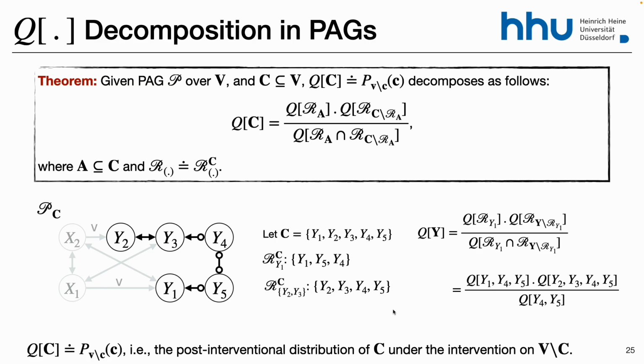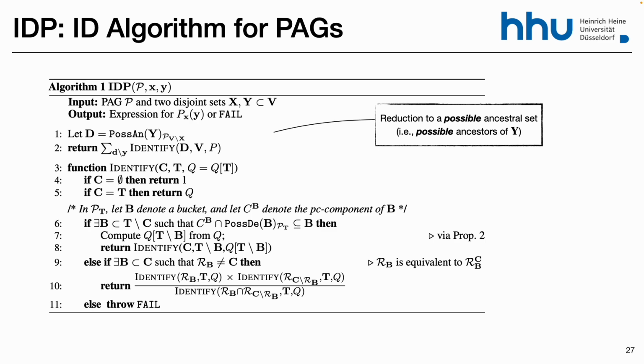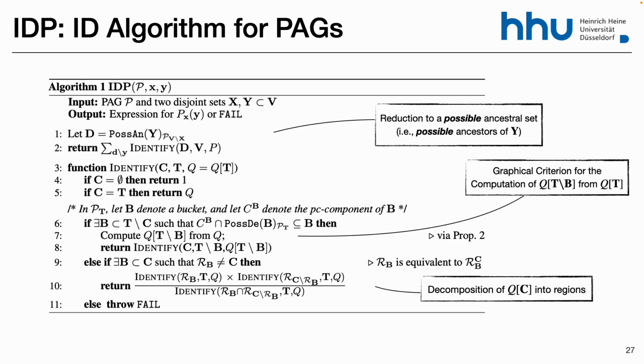Yeah, good catch. So now we can generalize the ID algorithm to PEGs because we have everything. This is just a copy of the first slide, so we have all the components. You see that first it has the reduction to the ancestral set. Then in line 6, we evaluate for every B, and B is a bucket. We need to evaluate if that is a bucket that we can apply, that satisfies the condition, so we can compute the Q[T minus B] directly without calling any recursion. And then we compute the C given the T minus B already.